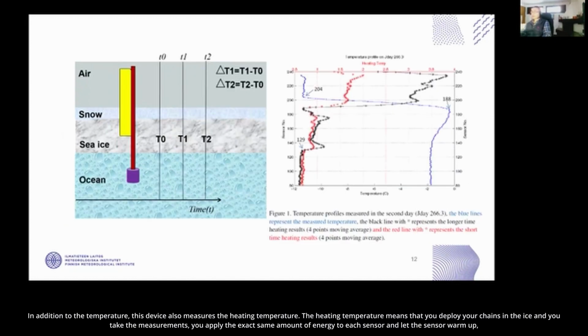In addition to the temperature, this device also measures the heating temperature.